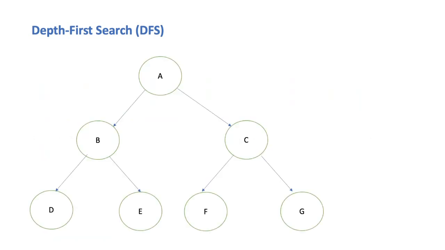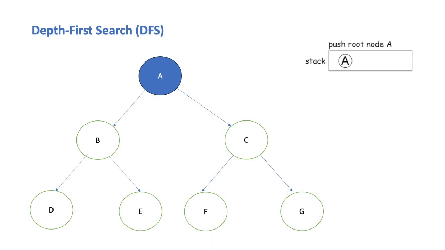Let's assume that A is our root node and we will start traversing the graph from this node. We'll keep going to the maximum depth of the branch and then backtrack from there and search in another branch. We will push the root node A to our stack and then find its child nodes, which are B and C. As per the first in last out principle, we will pop the node A and push the neighboring nodes B and C into the stack.